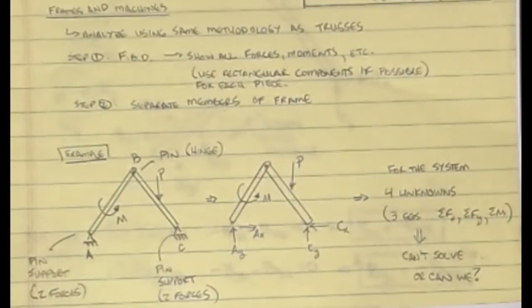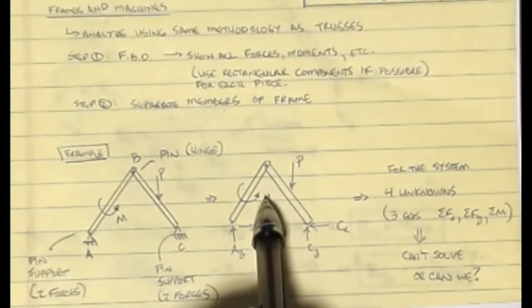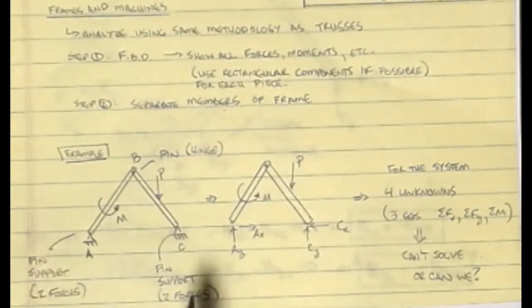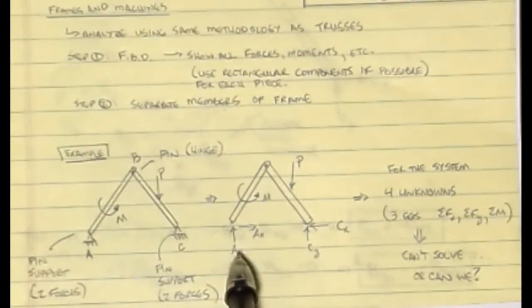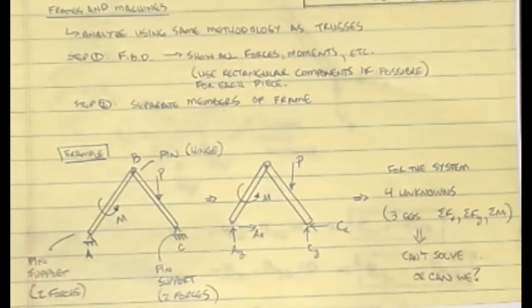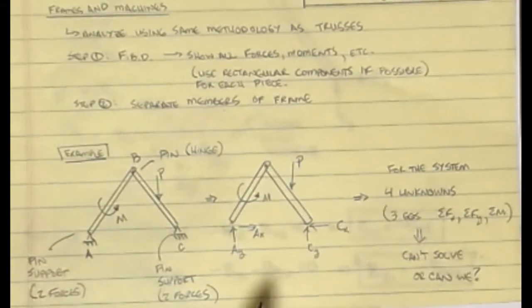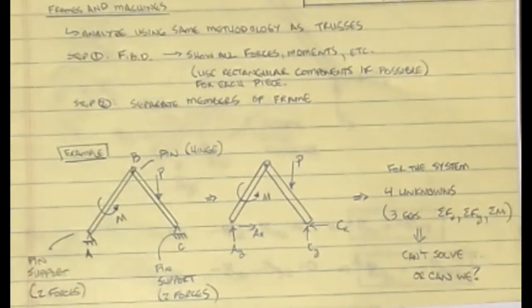Now the problem that we have with this particular system is that if you count the number of unknowns, assuming that we know M and assuming that we know the value of P, I have four unknowns: AY, AX, CY, and CX. That's four unknowns. But this is a two-dimensional problem. I only have three equations, right? I can only do sum of forces X, sum of forces Y, and sum of moments. All right, so this isn't solvable. We have four unknowns and only three equations. This is statically indeterminate to the first degree.